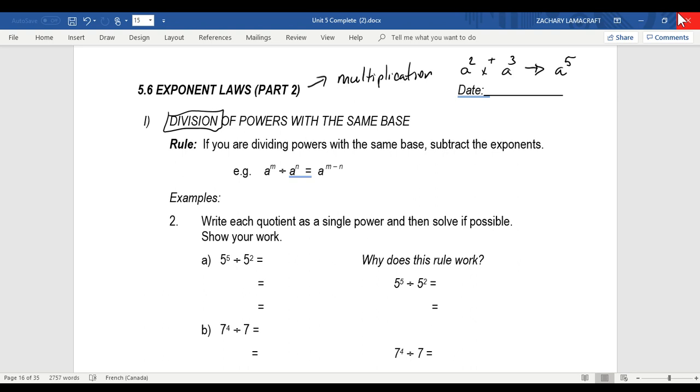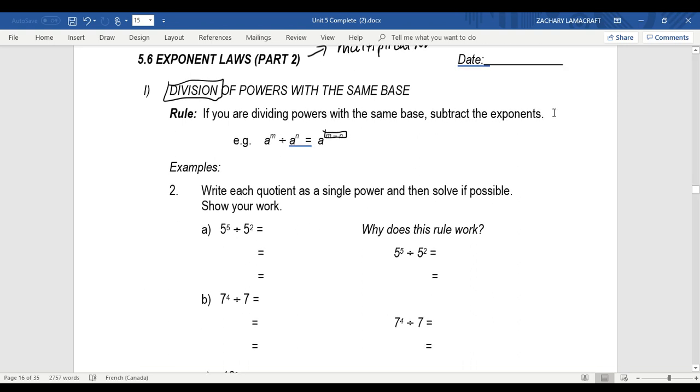So if we have a to the m divided by a to the n, we're just going to be subtracting those exponents instead. And it's going to be very straightforward. So we'll just go through this one quick, but it's important just to get a grasp of it. So we have 5 to the power of 5 divided by 5 to the power of 2. Just like we did before, instead of adding it, we're going to do 5 to the 5 minus 2, which will give us 5 to the 3.